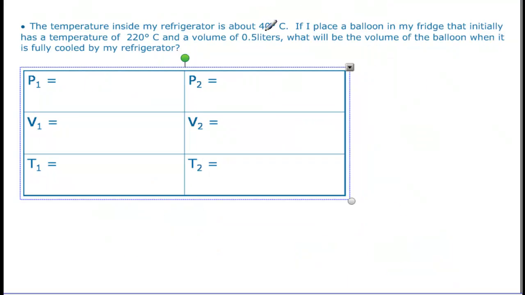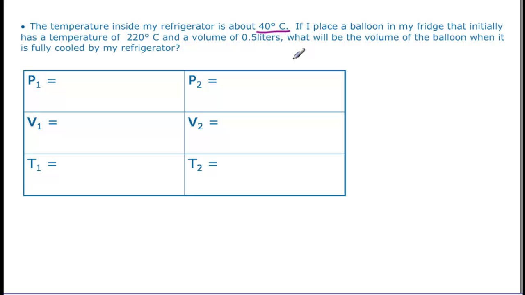The temperature inside my refrigerator is about 40 degrees Celsius. If I place a balloon in my fridge that initially has a temperature of 220 degrees Celsius and a volume of 0.5 liters, what will be the volume if it is fully cooled by my refrigerator? Alright, so degrees Celsius is a temperature. Got another one here. Liters is a volume.